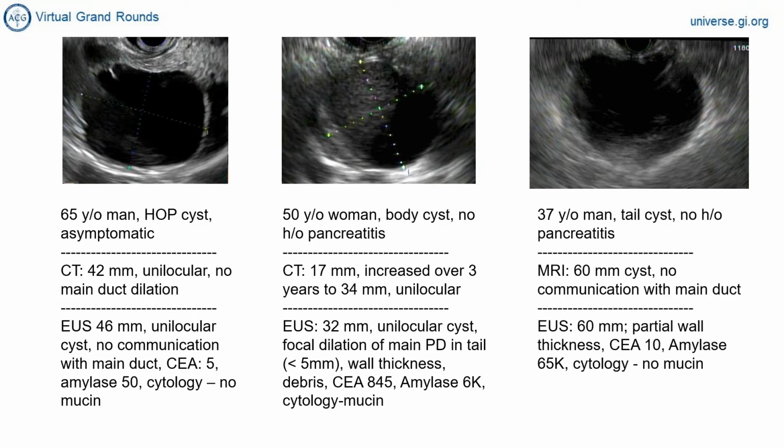And the last example is a 37-year-old man who has a 6 centimeter cyst in the tail of the pancreas with no history of pancreatitis. CEA is low at 10, and amylase is elevated at 65,000. And cytology did not show mucin. So we cannot diagnose the specific cyst type given the standard of care diagnostics. And these are all cysts more than 3 centimeters in size. So we will visit this cyst later on using novel diagnostics.